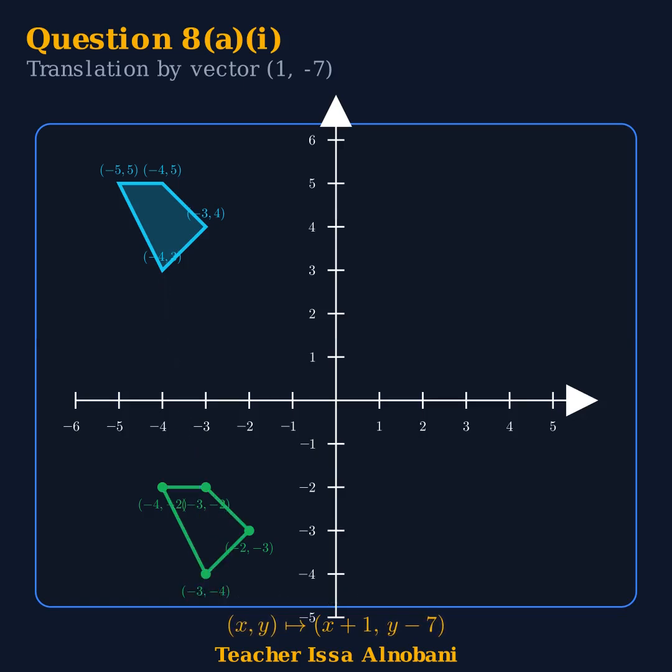Part A(i). Translation. A translation moves every point by exactly the same vector. The vector (1, -7) means move 1 square to the right and 7 squares down. We move each vertex separately. (-5, 5) becomes (-4, -2). (-4, 5) becomes (-3, -2). (-3, 4) becomes (-2, -3). (-4, 3) becomes (-3, -4). Joining the 4 new vertices in the same order gives the translated image.